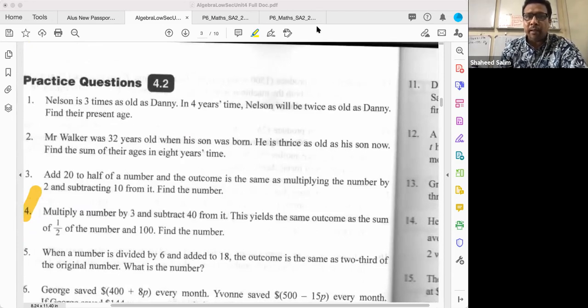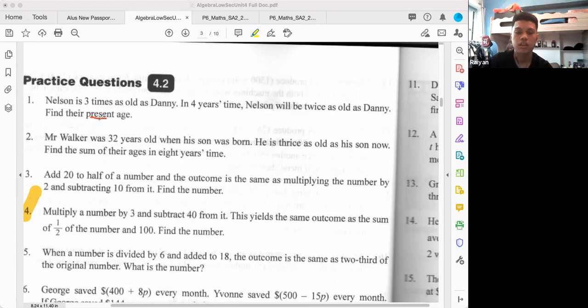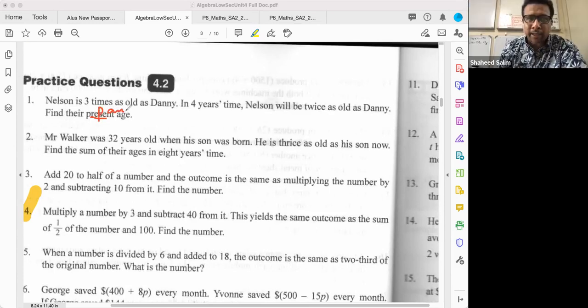We take one of them. Let's say you let the younger one be x. Who's younger, Nelson or Danny? Danny, yeah. So let x be Danny's age. Okay, so now, if Danny is x, Nelson is how many?